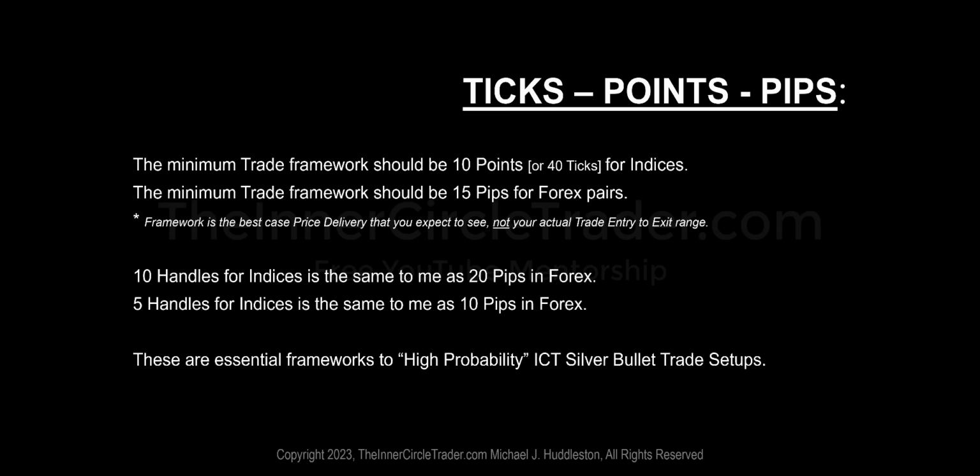the question is if I'm looking for 5 handles of price movement in the E-mini S&P, what would that translate to for those that are trading Forex? That would be the equivalent of 10 pips. If I'm looking for 10 handles in indices or trading stock index futures, if you're a Forex trader, you would be looking for the equivalent of 20 pips in your Forex pair. So that way there's the relationship between the two. These are essential frameworks to what I deem high probability ICT Silver Bullet trade setups.